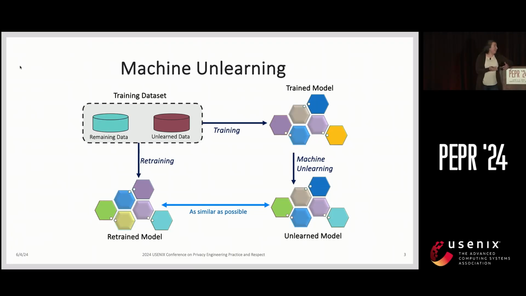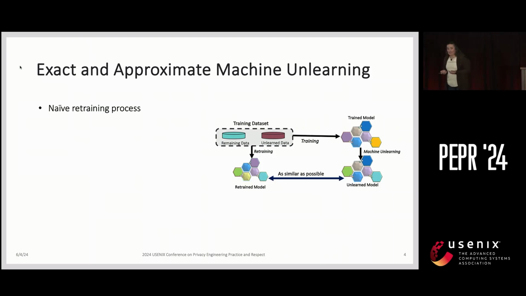So these two models, the retrained one and the unlearned one, should be as similar as possible. And because I come from academia, as similar as possible can mean whatever you want it to mean. Well, not quite, but there's still quite a bit of flexibility. So what does this as similar as possible mean? Going back to the theory, right?